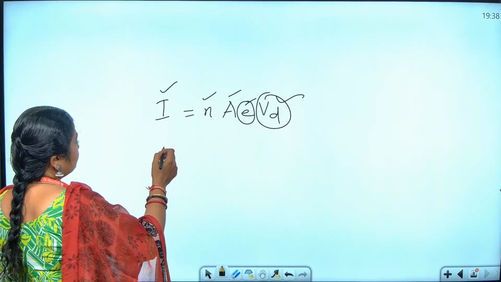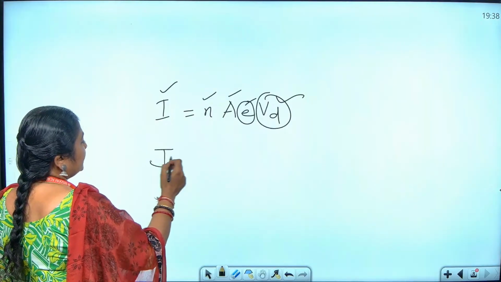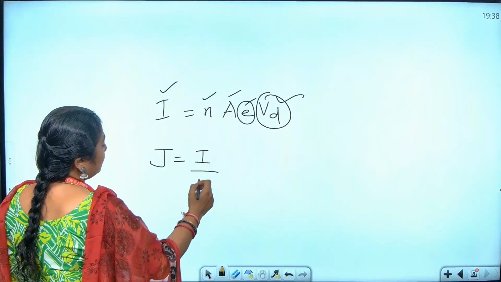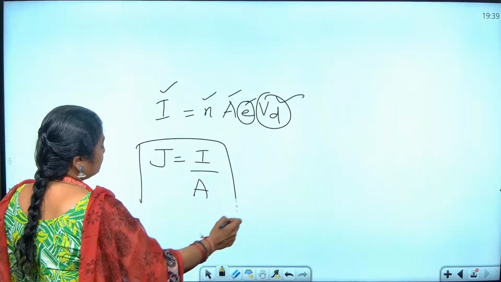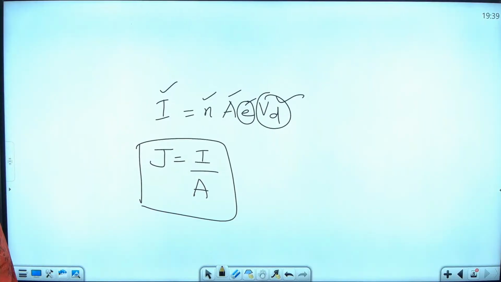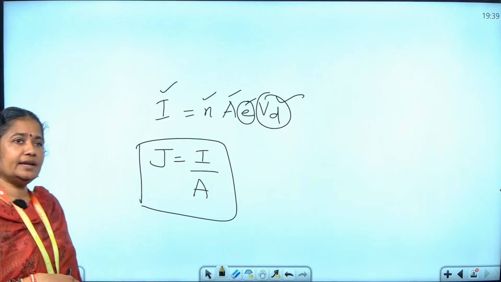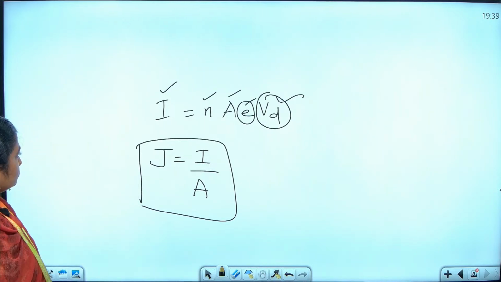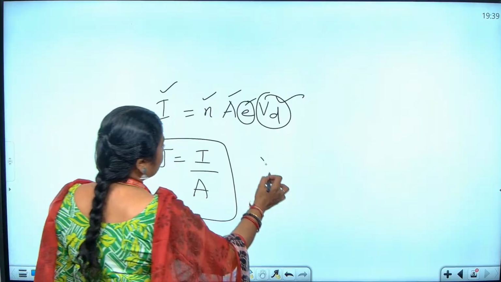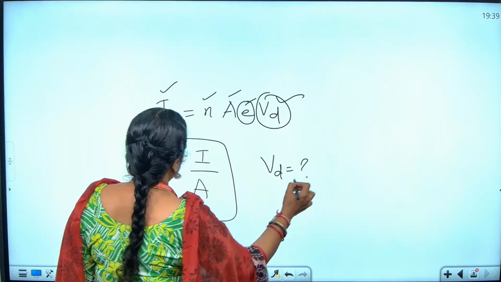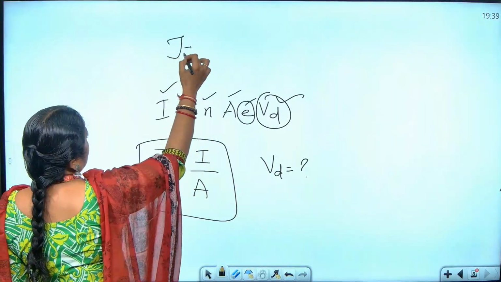Even before that, J is equal to I by A. Current density J is equal to I by A. That you can do directly. Even before calculating the drift velocity, you can calculate the current density also. So they have asked you to calculate VD as well as J.